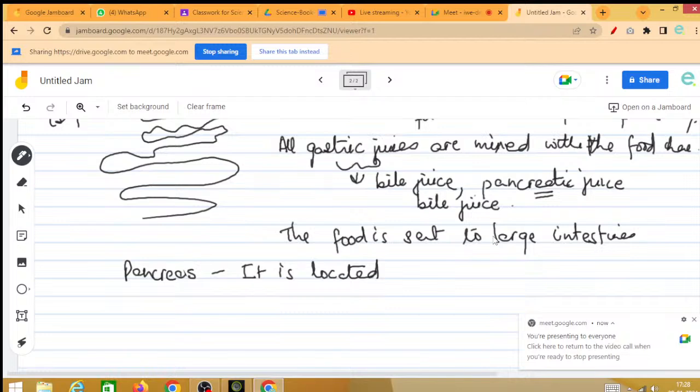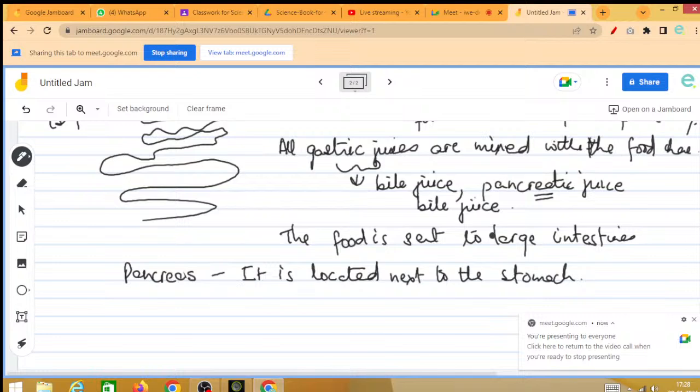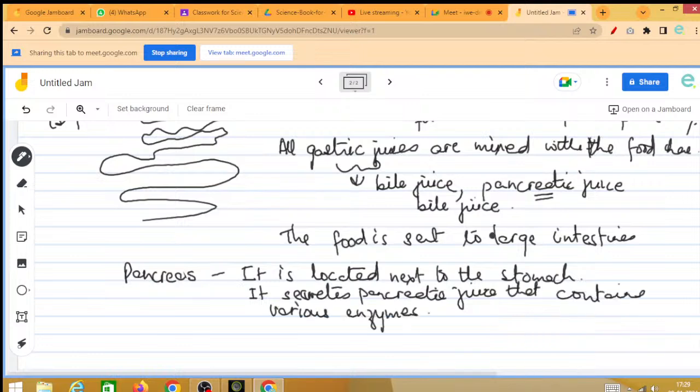Its main function is to secrete the pancreatic juice that contains various enzymes. And the enzymes are the substances secreted in the body of an organism. We already know that they help in a chemical reaction. They act as catalysts for digestion. So now large intestines.